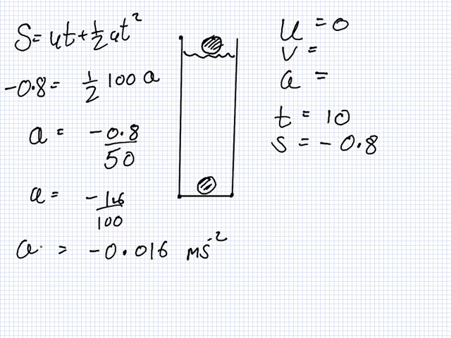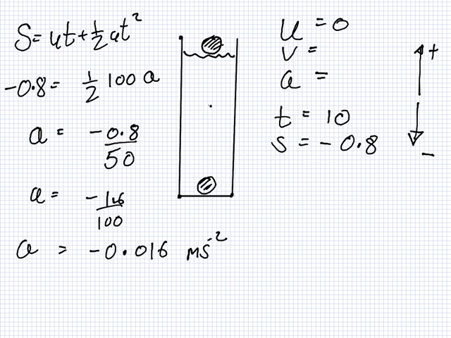And why negative? Well, we'll try not to use acceleration or deceleration. The negative is because it's acting downwards. So it's just like gravity is minus 9.81. It's just much smaller than 9.81. Of course, this isn't finished, but it's a start.